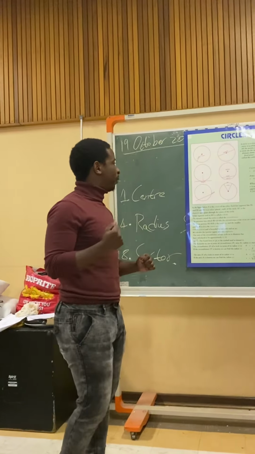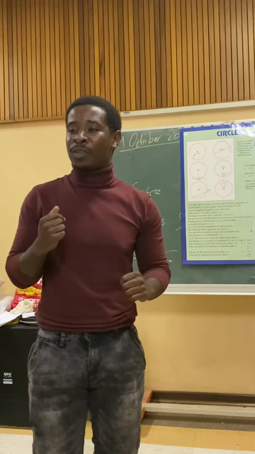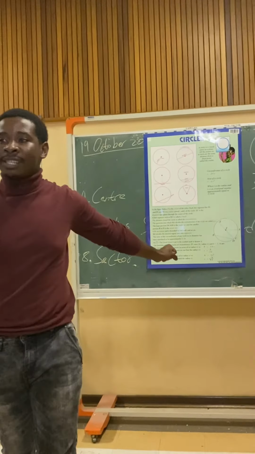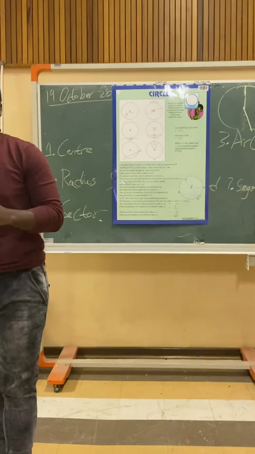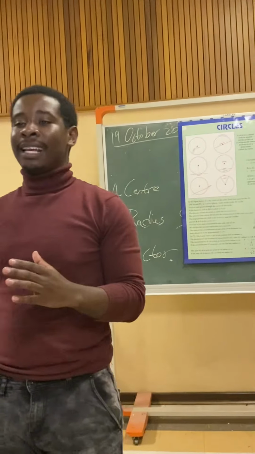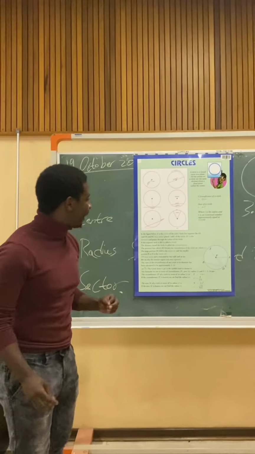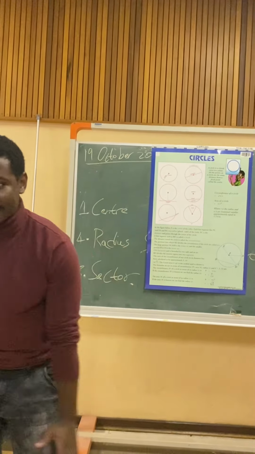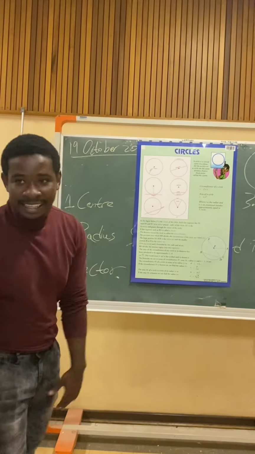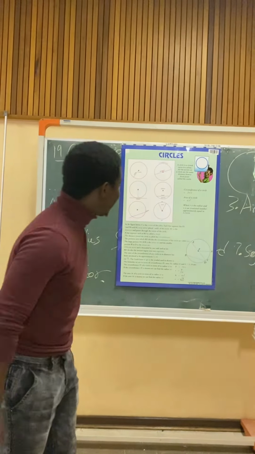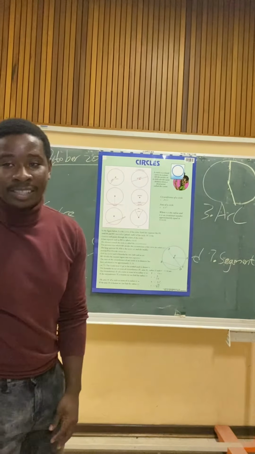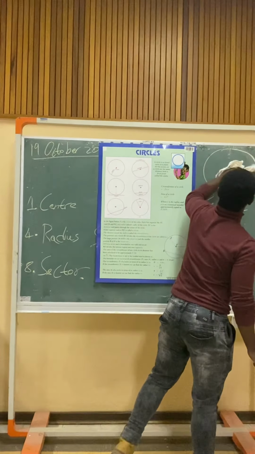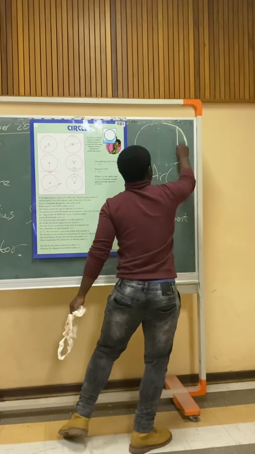Okay, we move on again because of time before we go to the break. Then we talk about what we call a segment. A segment is a section of the circle created by a chord. It's a section of a circle created by a chord. So your chord will be like this.